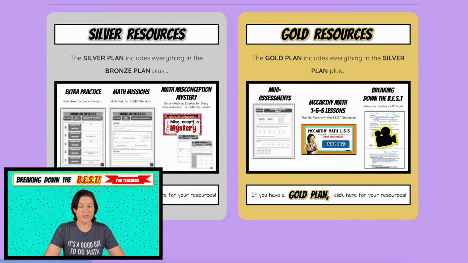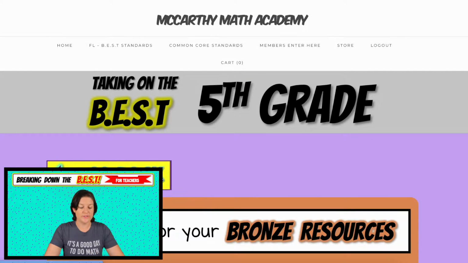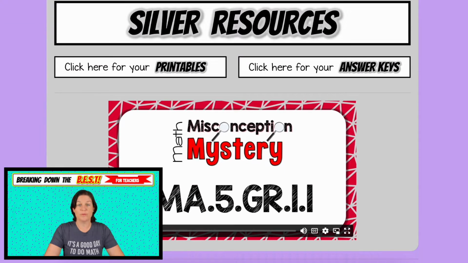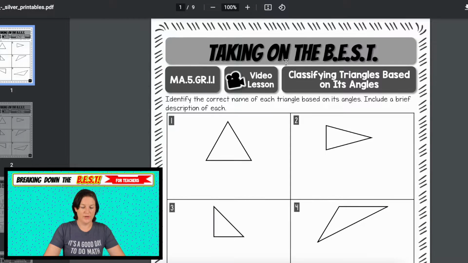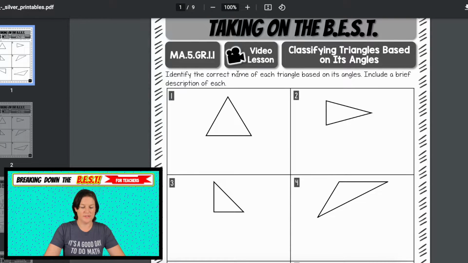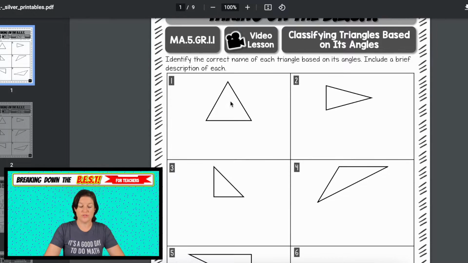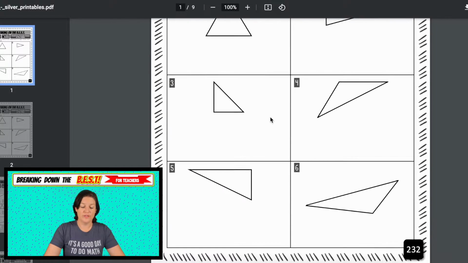Now again, we want to make sure that students have that extra practice. So when you click on silver, if you have the silver or the gold membership, you'll have access to these. Click here for your printables. All right, and here we go. So this is the video lesson. It says identify the correct name of each triangle based on its angles and include a brief description of each. So these are great notes to take for the video lesson.